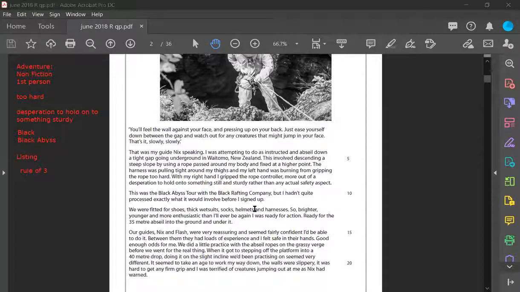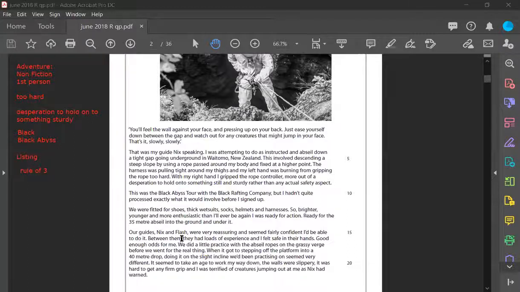Then moving on. So brighter, younger, and more enthusiastic than I'll ever be again. I was ready for action. So here it shows how much the writer was looking forward to this. Ready for the 35-meter abseil into the ground and under it. So they were going down a mountain and they were going to see what's under there.